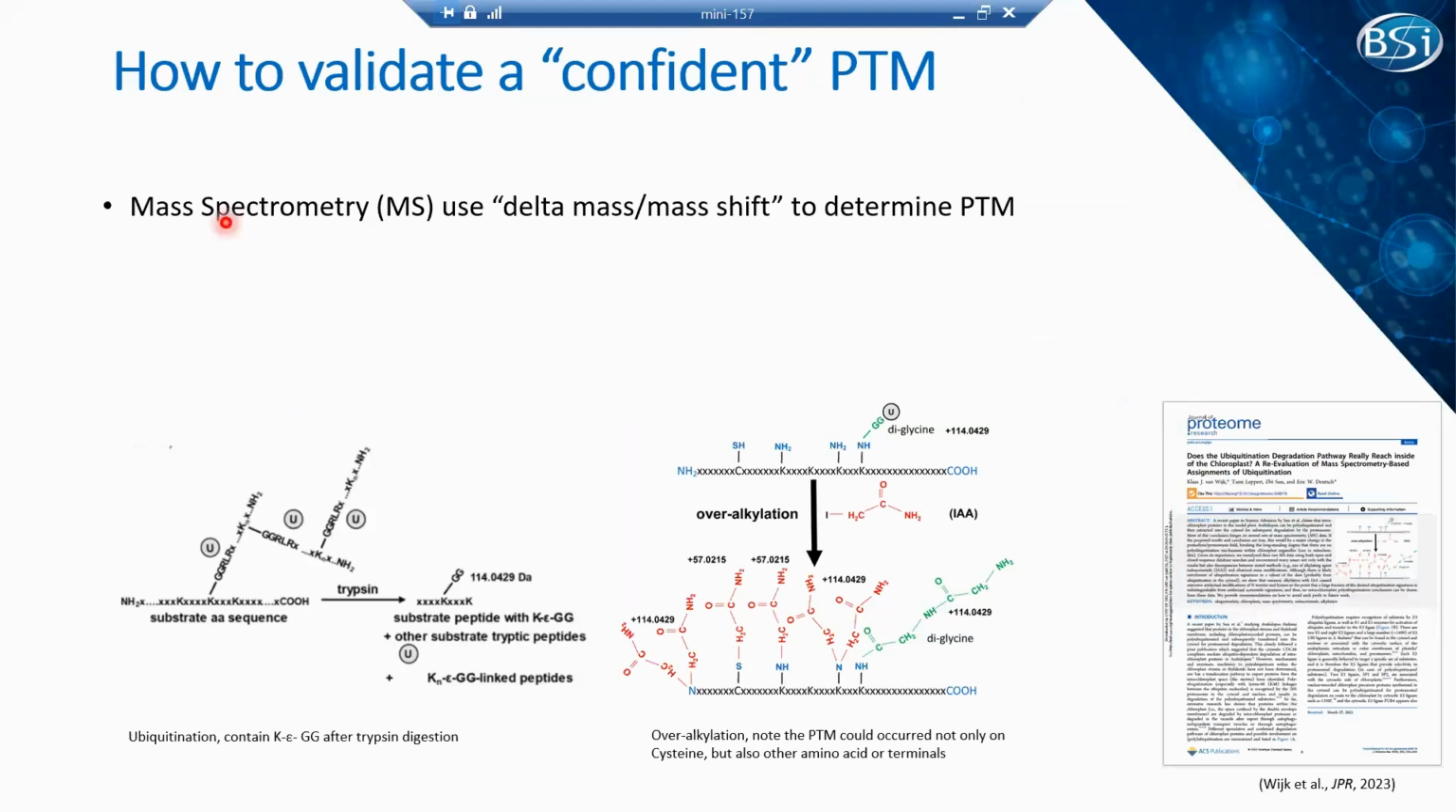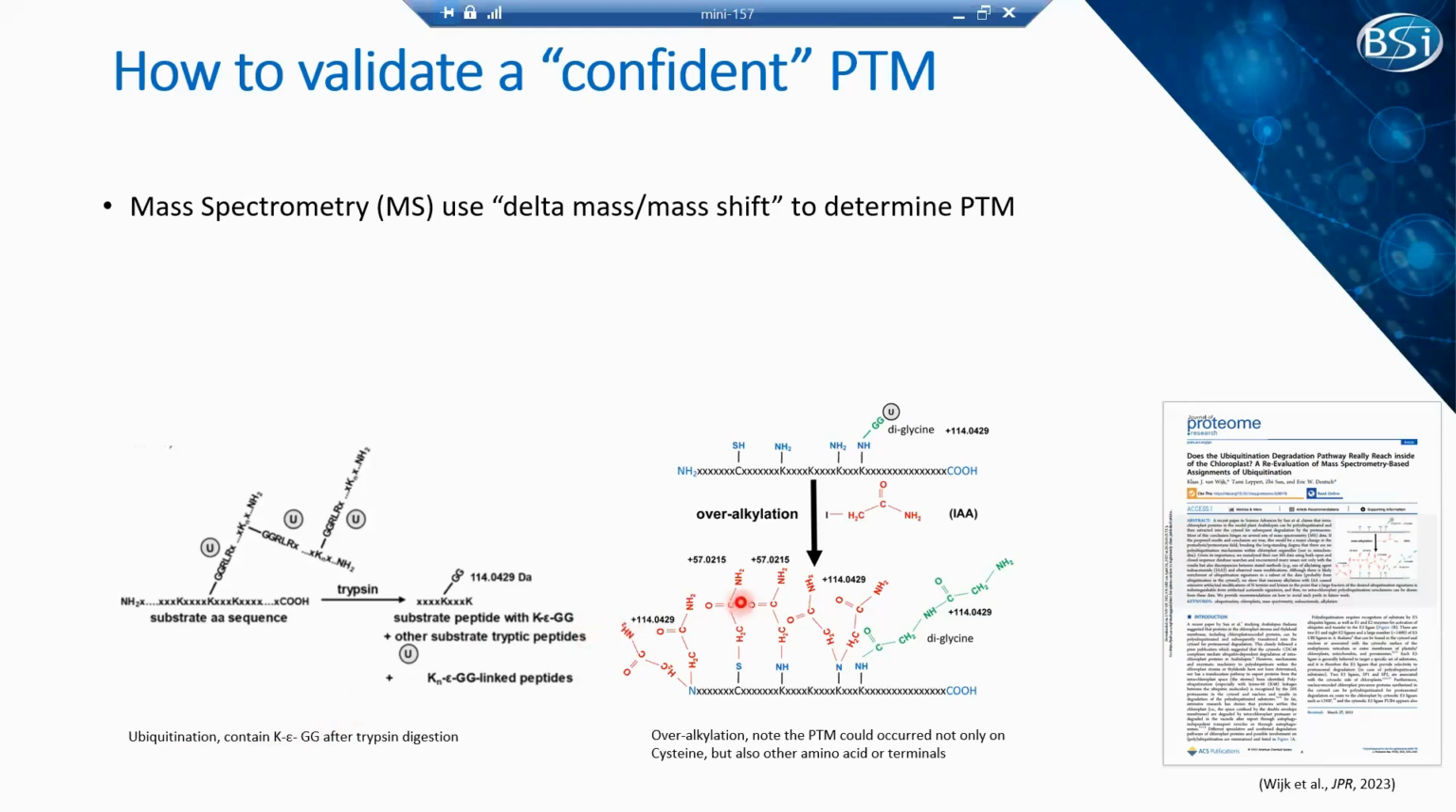The first thing is that in MS spectra, when we say there is a PTM here, we say there is a delta mass, or we call it a mass shift, and we use this value to determine the PTMs. So for this case, we think this is ubiquitination. In this formula, it's on the lysines, there are two lysines here, so we have one mass shift of 114.